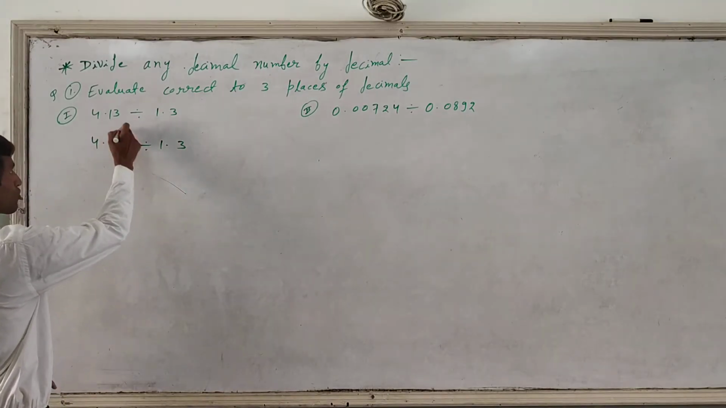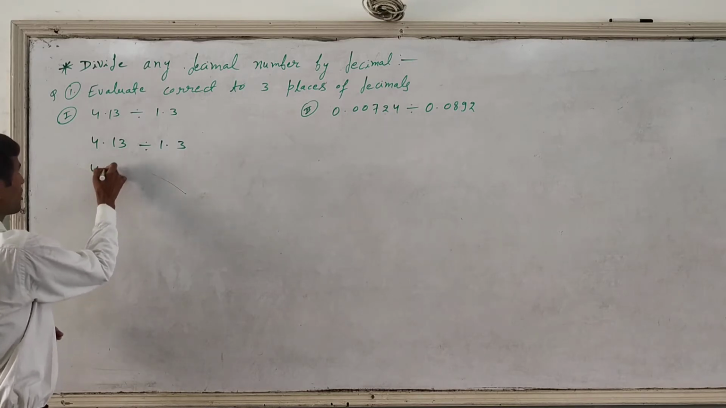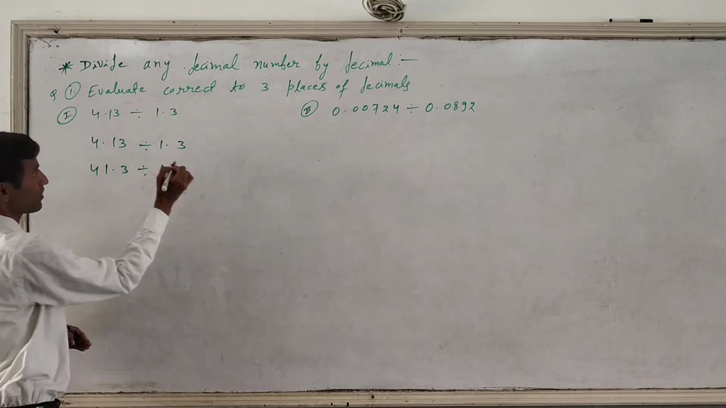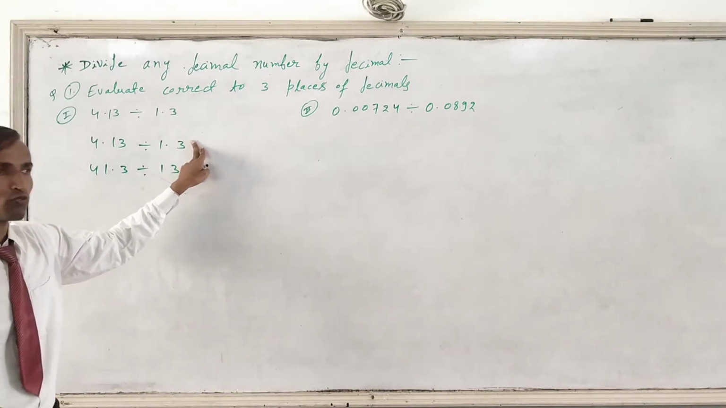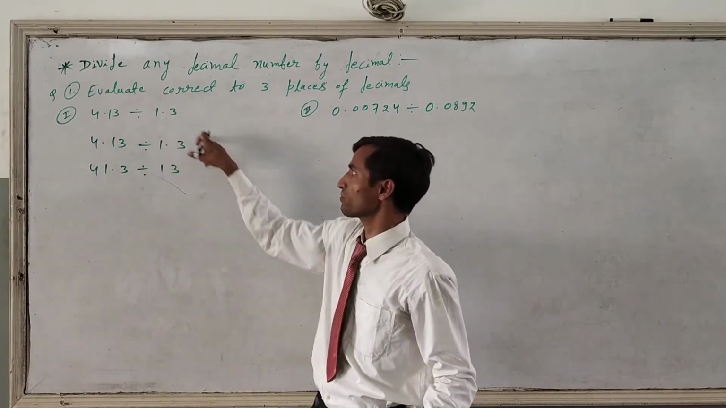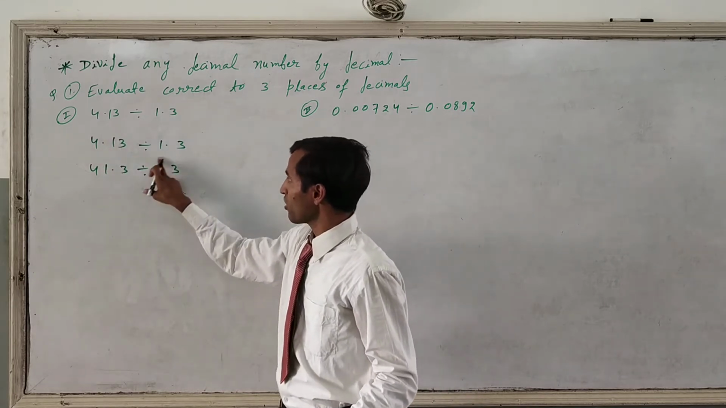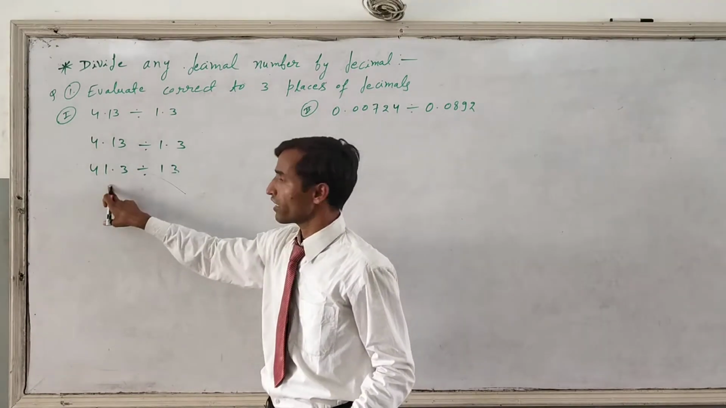Then this decimal also shifts from left to right. So we write it like this: 41.3 divided by 13. One decimal place was removed here, and here one decimal place was shifted from left to right. Now it is without decimal. Now we can divide. This is a whole number, and then we divide by it.